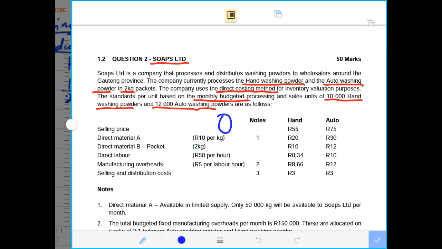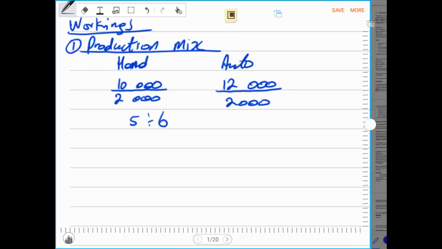So now in calculating the kgs per unit, it will be 20 Rand divided by 10 Rand per kg and 30 Rand divided by 10 Rand per kg. That will give us the number of kgs that are required to complete 1 unit of hand washing powder and auto washing powder. So let us do the calculations on a separate page as usual.